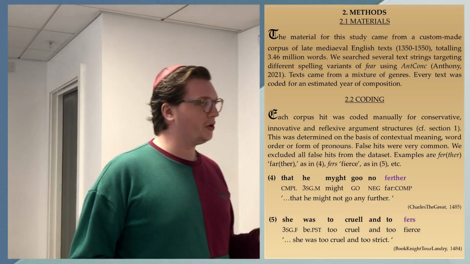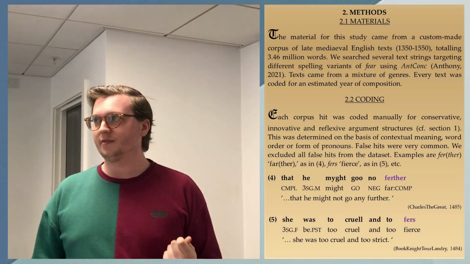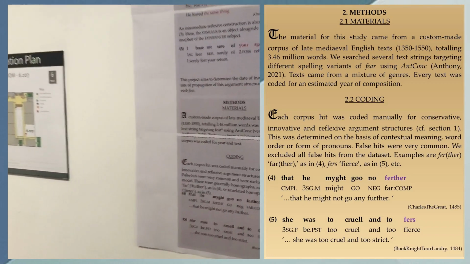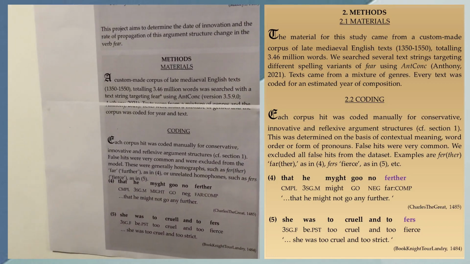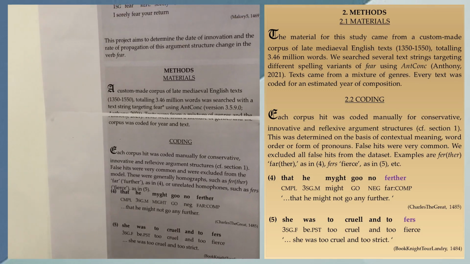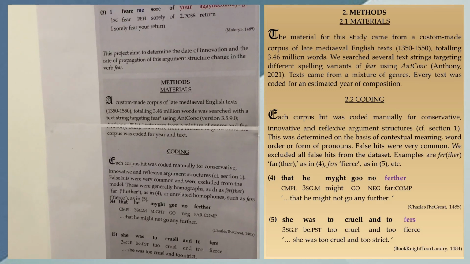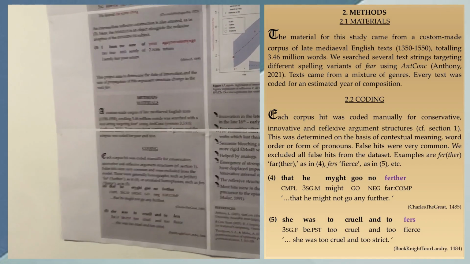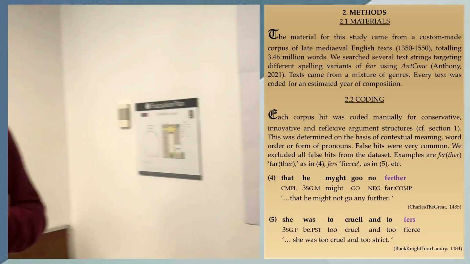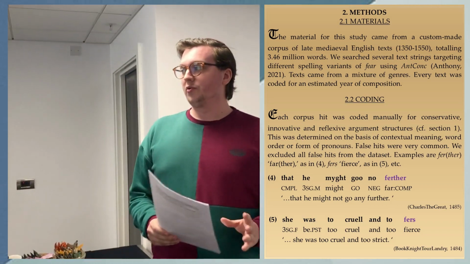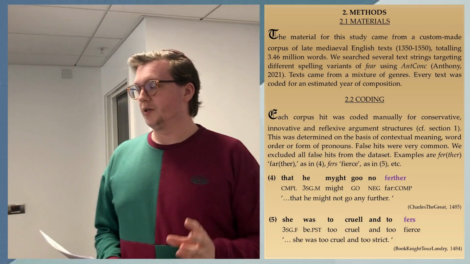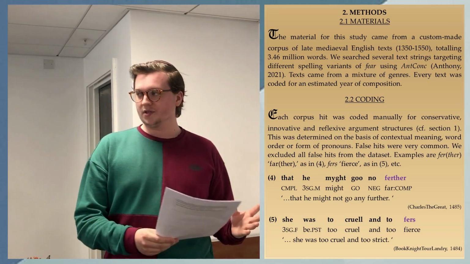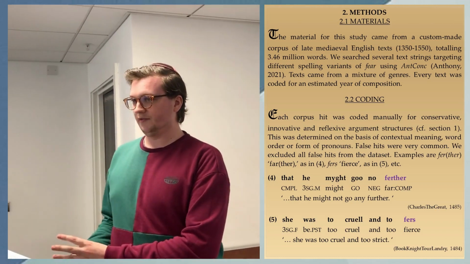We took our data from a custom-made corpus of late medieval English texts, ranging from 1350 to 1550, with a sample size of around 3.5 million words. We targeted text strings of various spellings of the verb to fear, using a concordancer. We put that all onto a database and then recoded each line manually for the conservative, the innovative, and the reflexive structures.